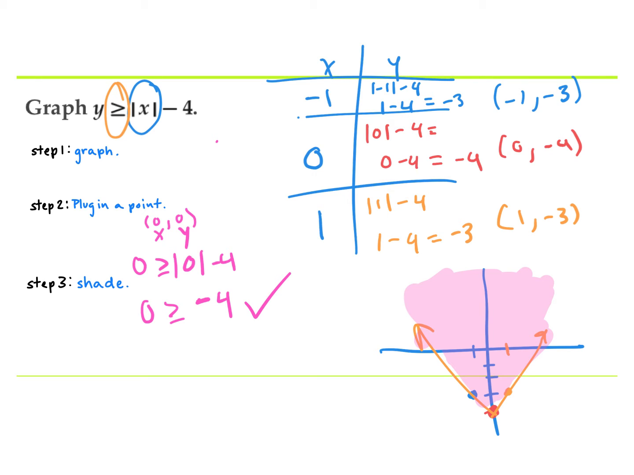So 0, 0 is inside and it worked. Let's say if this didn't work, it wasn't true, then we would shade outside. So you shade where 0, 0 is not if it doesn't work. Any questions here?